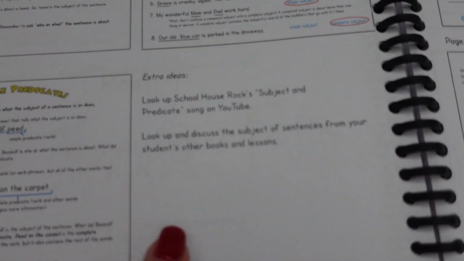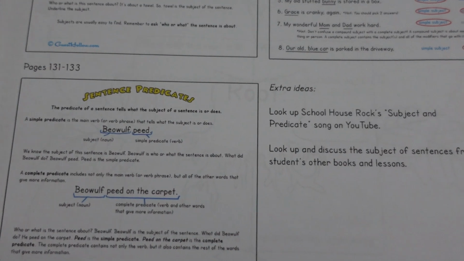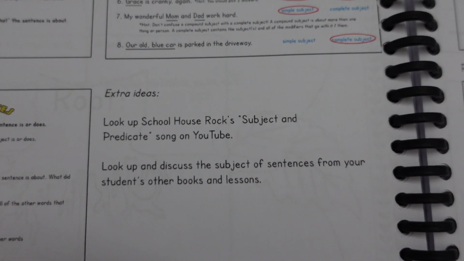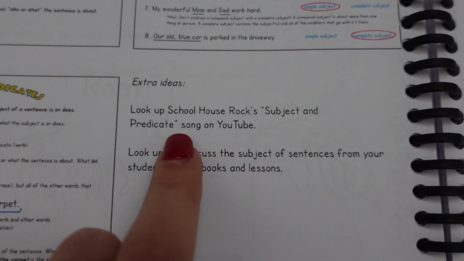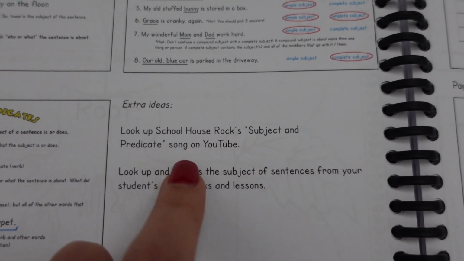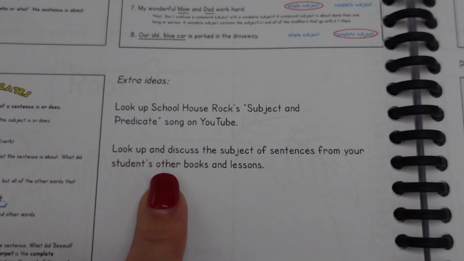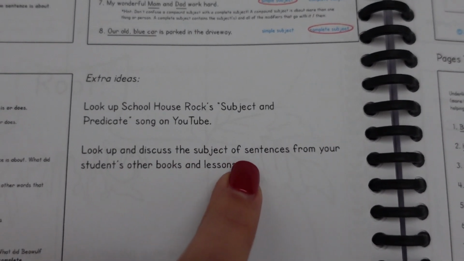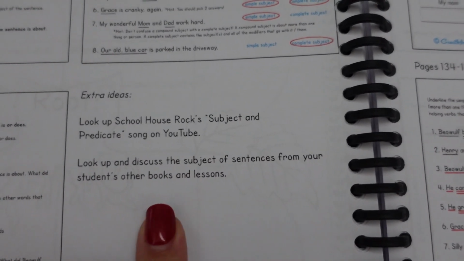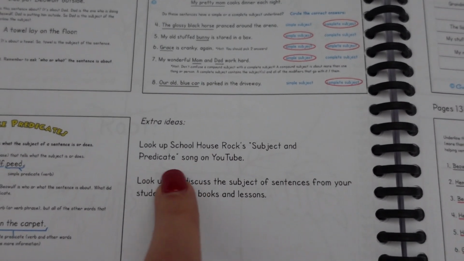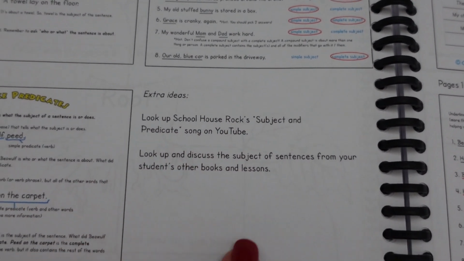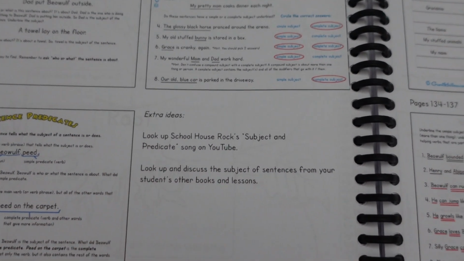Something else I wanted to show, when you have the teacher's guide, there are also little extra ideas, which could include extra worksheets, or a Schoolhouse Rock video, which I think we're going to watch today since it's going to be such a quick day. And then look up and discuss the subject of sentences from other books. So if we're doing other lessons or books, we can call out subjects from them. That's another benefit of getting the teacher's guide, you get those extra little ideas to enhance the lessons.